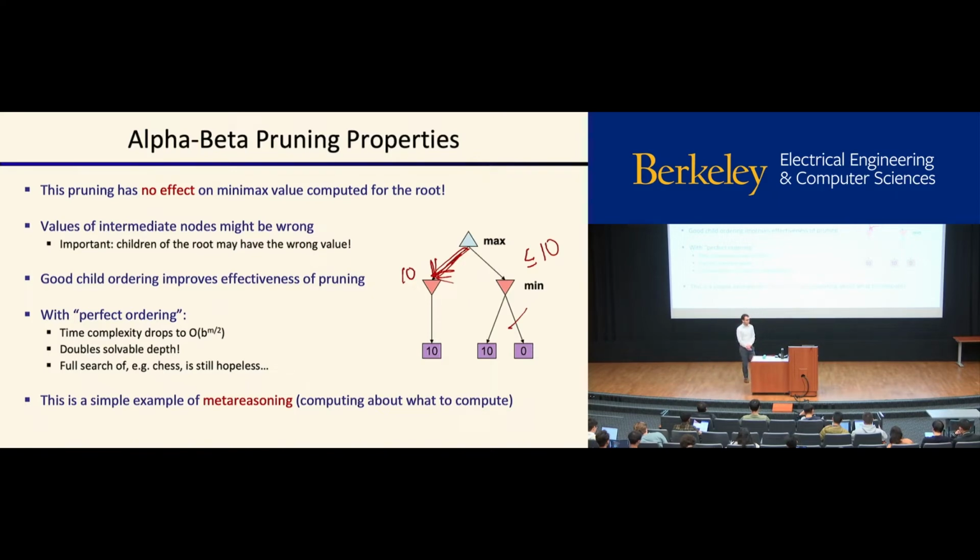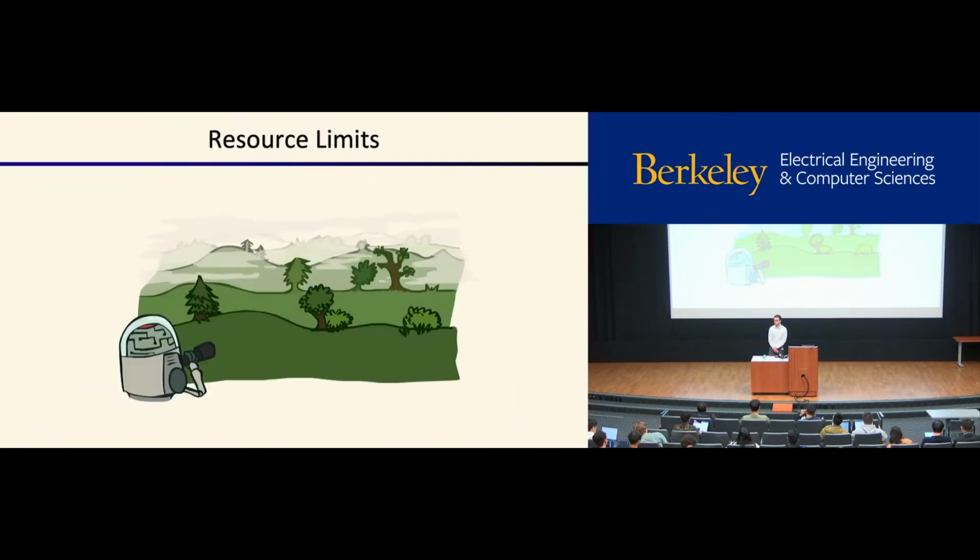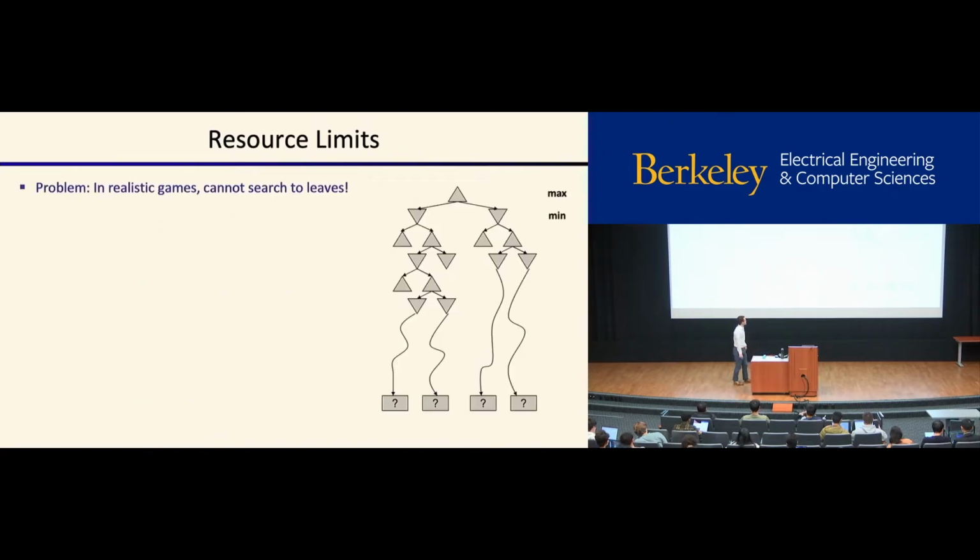That's like a key concept in AI. That's going to keep coming back. Okay, so what if we can't see to the bottom of the tree, right? What if we're resource limited? We have a big tree like this.